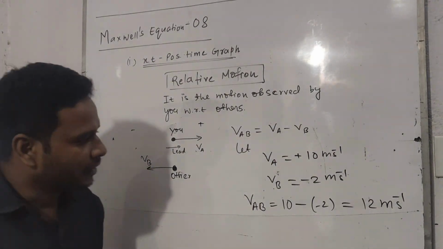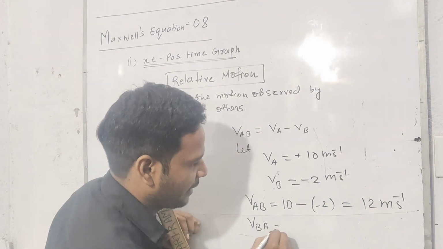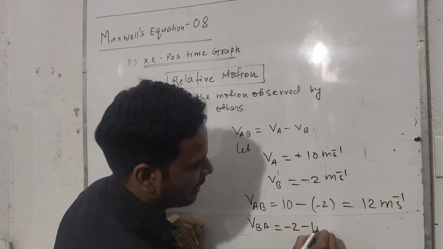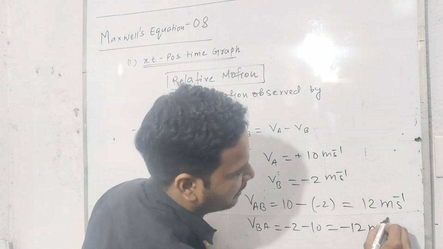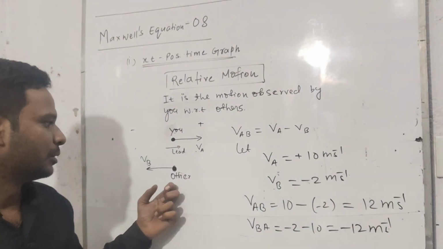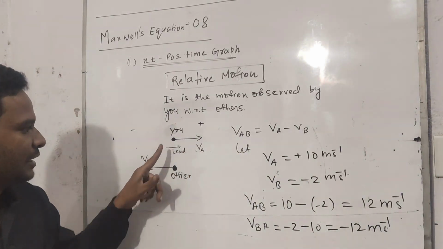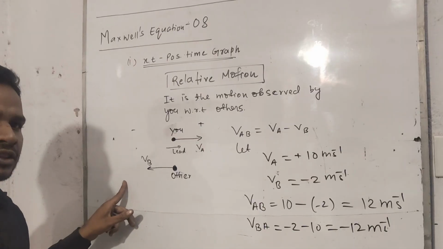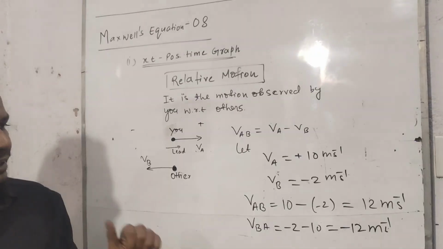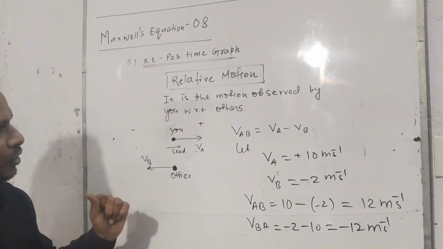But what B observes, similarly, the velocity of B with respect to A, is VB minus VA. VB is minus 2, so minus 2 minus 10 becomes minus 12 meter per second. Similarly, the minus denotes the direction. What you see is that the other is moving in this direction, and what the other sees is that you are moving in the opposite direction. So there is a difference of direction which is denoted by the positive and negative sign. This is the concept of relative velocity.